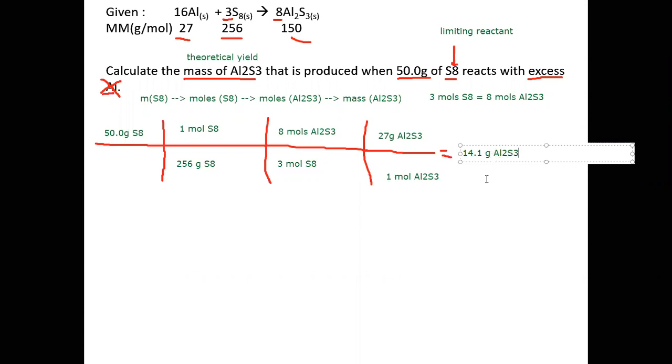And so the amount of product produced by the limiting reactant is the theoretical yield. So if you were to do this reaction perfectly, this is the maximum amount of product that you can form based on the amounts of reactants given to us.